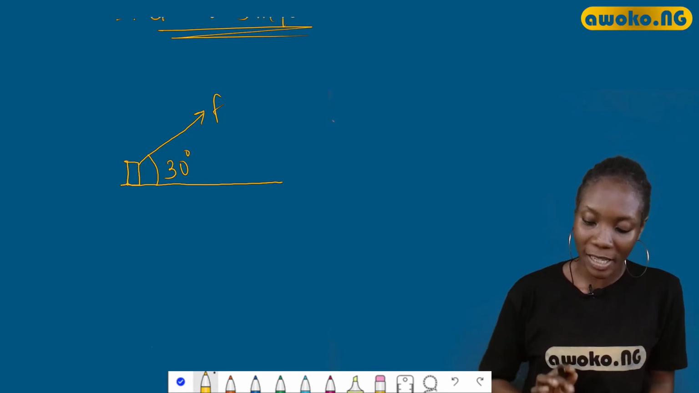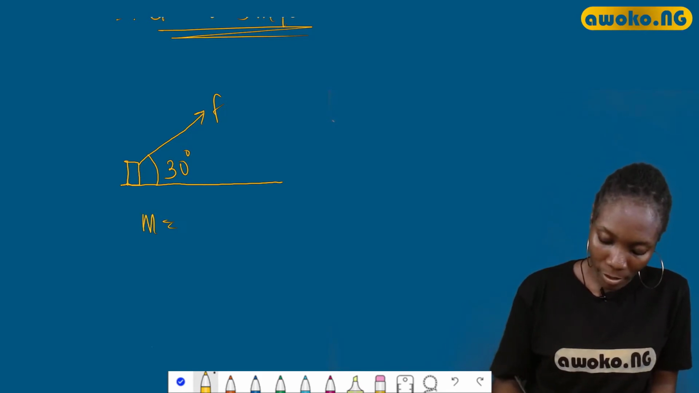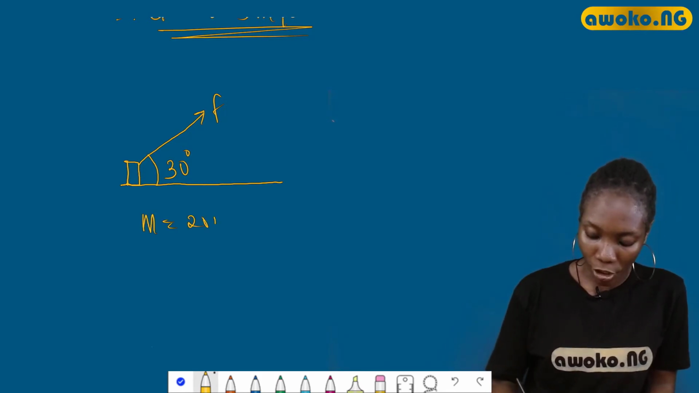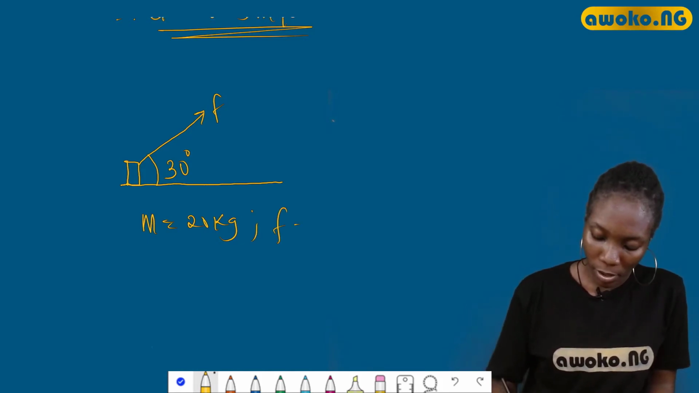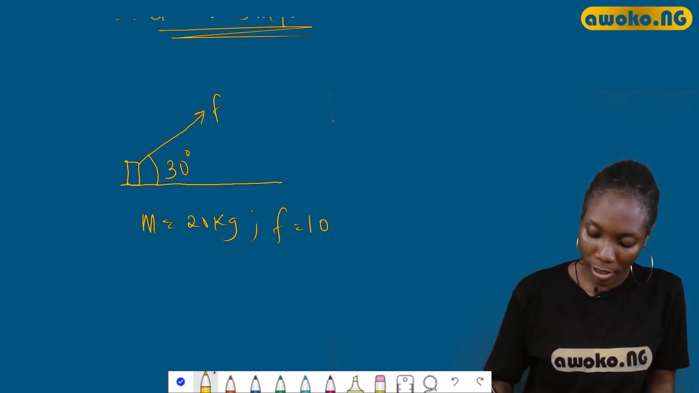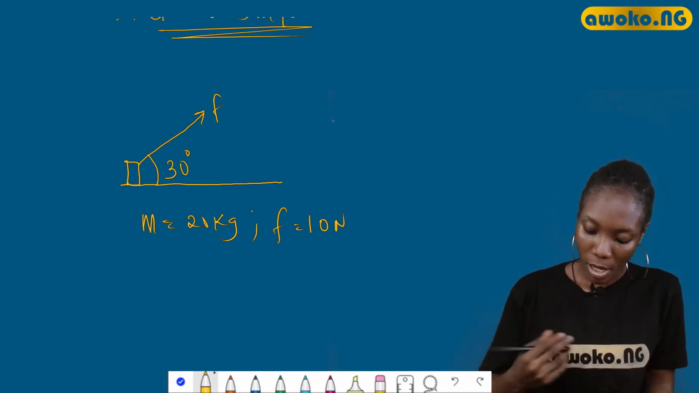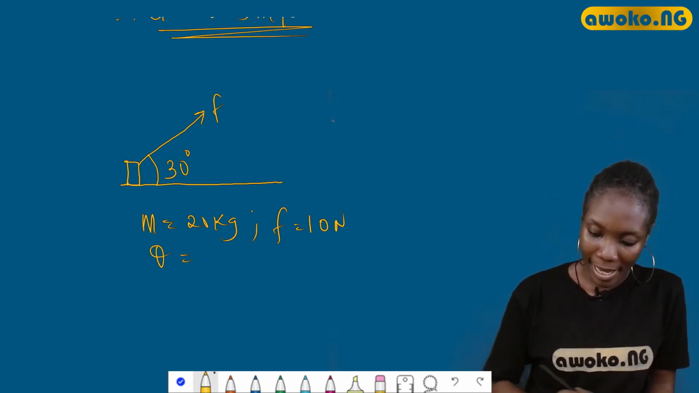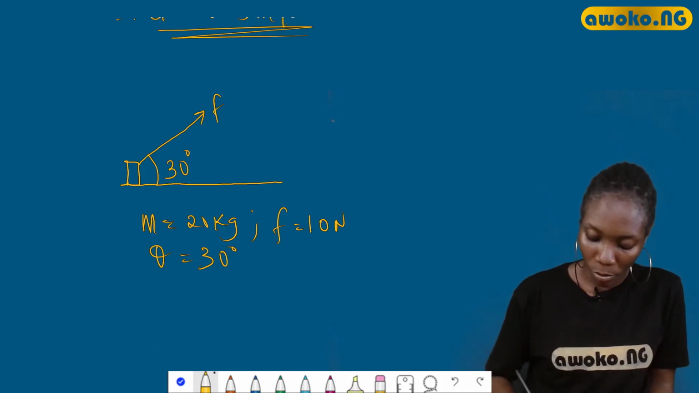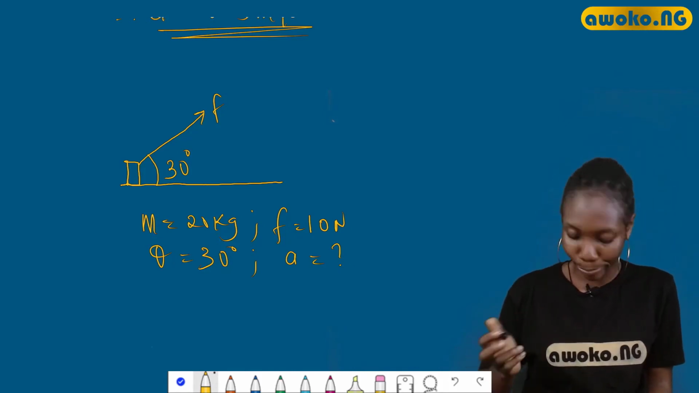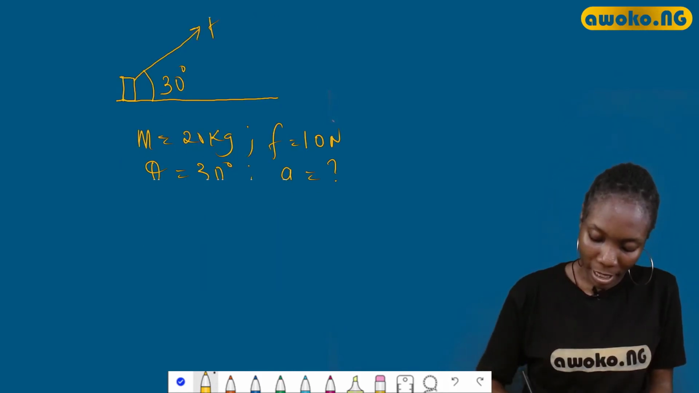Now, the parameters given to us was mass, which is 20 kg, right, guys? Then the force, F, given was 10 newton. The angle theta is 30 degrees. Now, how do we solve this? We have to find the acceleration, which we do not know. Right, so let's get to that.